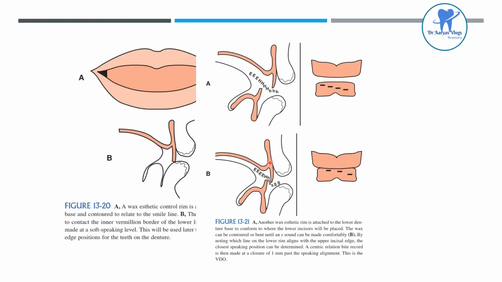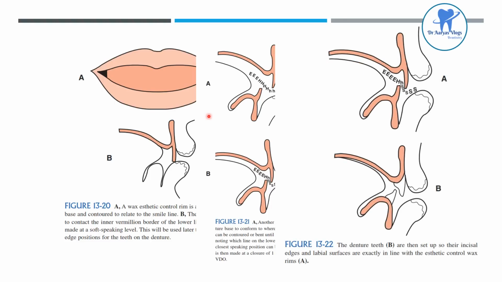By noting which line on the lower rim aligns with the upper incisal edge, the closest speaking position can be determined. A centric relation bite record is then made at a closure of 1 mm past the speaking alignment.